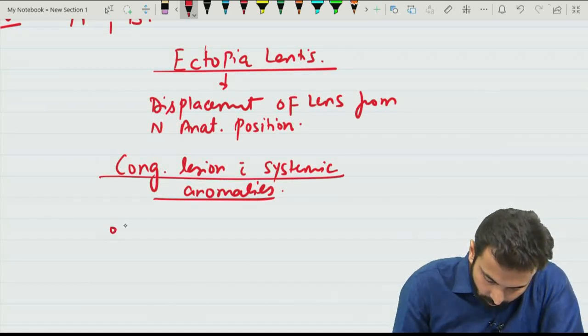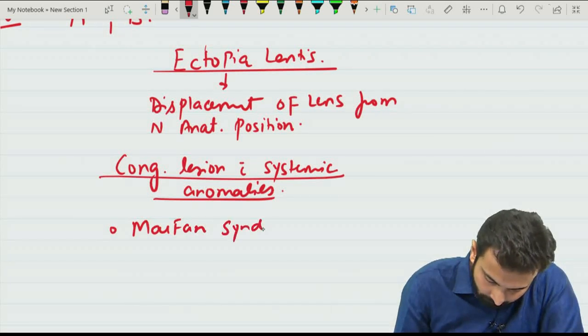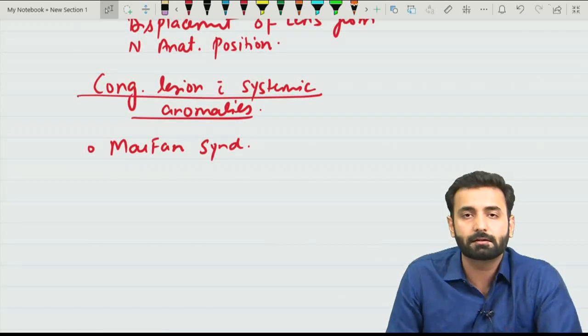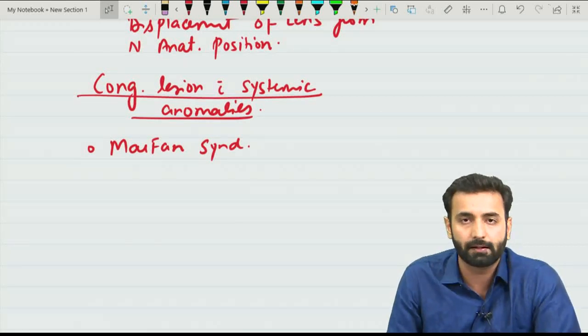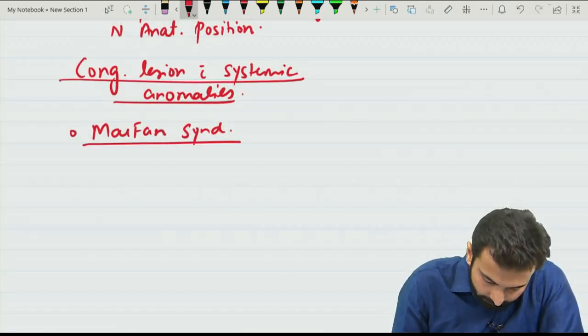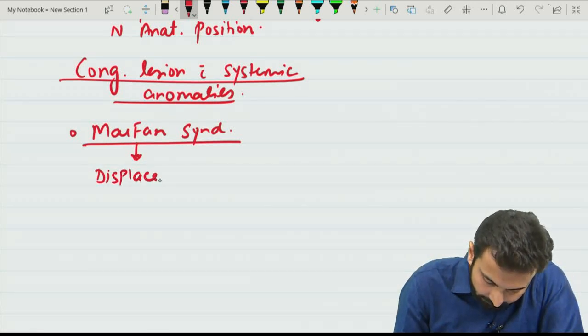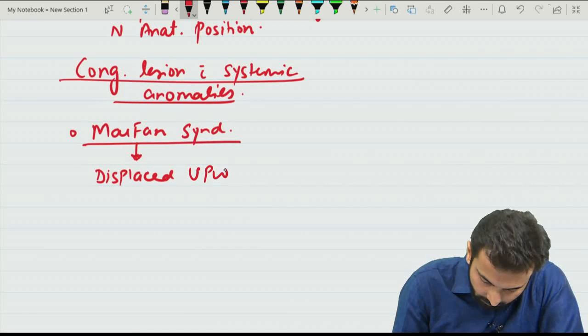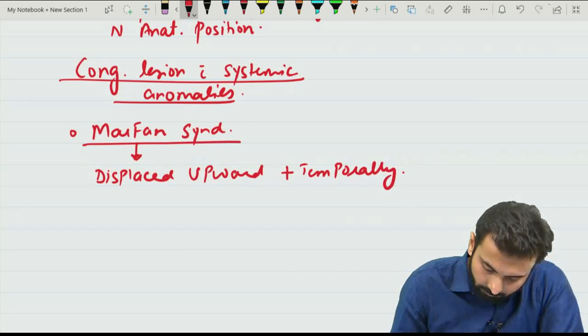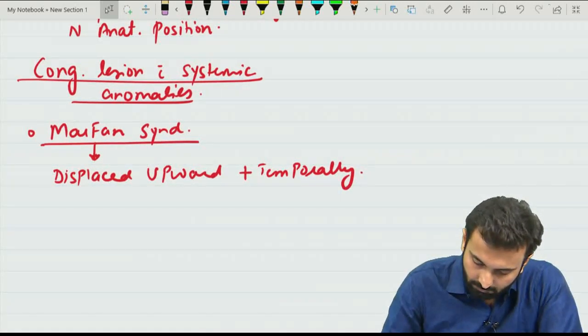So it is associated with ectopia lentis, most commonly seen in Marfan syndrome. What you should keep in mind about the ectopia lentis is the direction of displacement of the lens. So this you have to keep in mind. The lens is displaced upward and temporally, right?